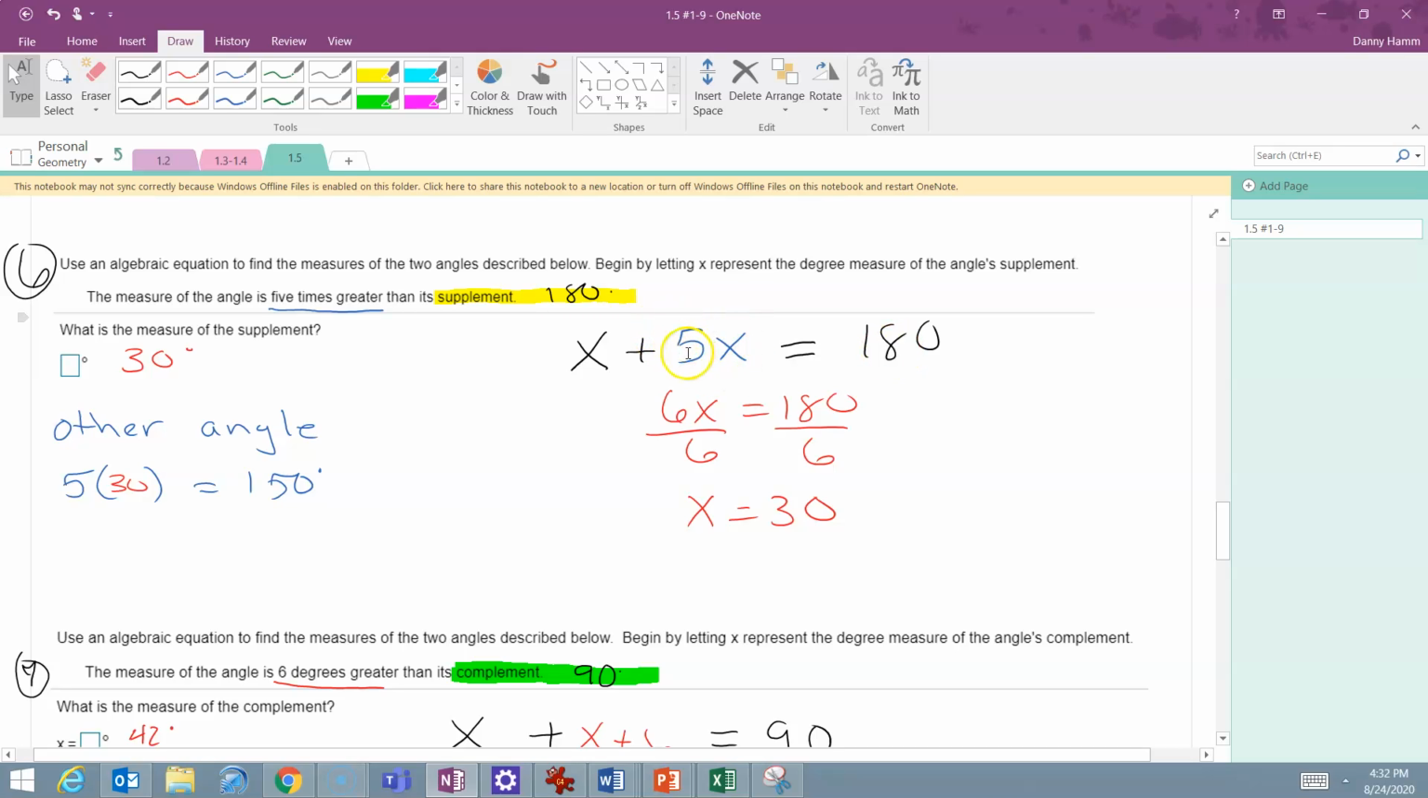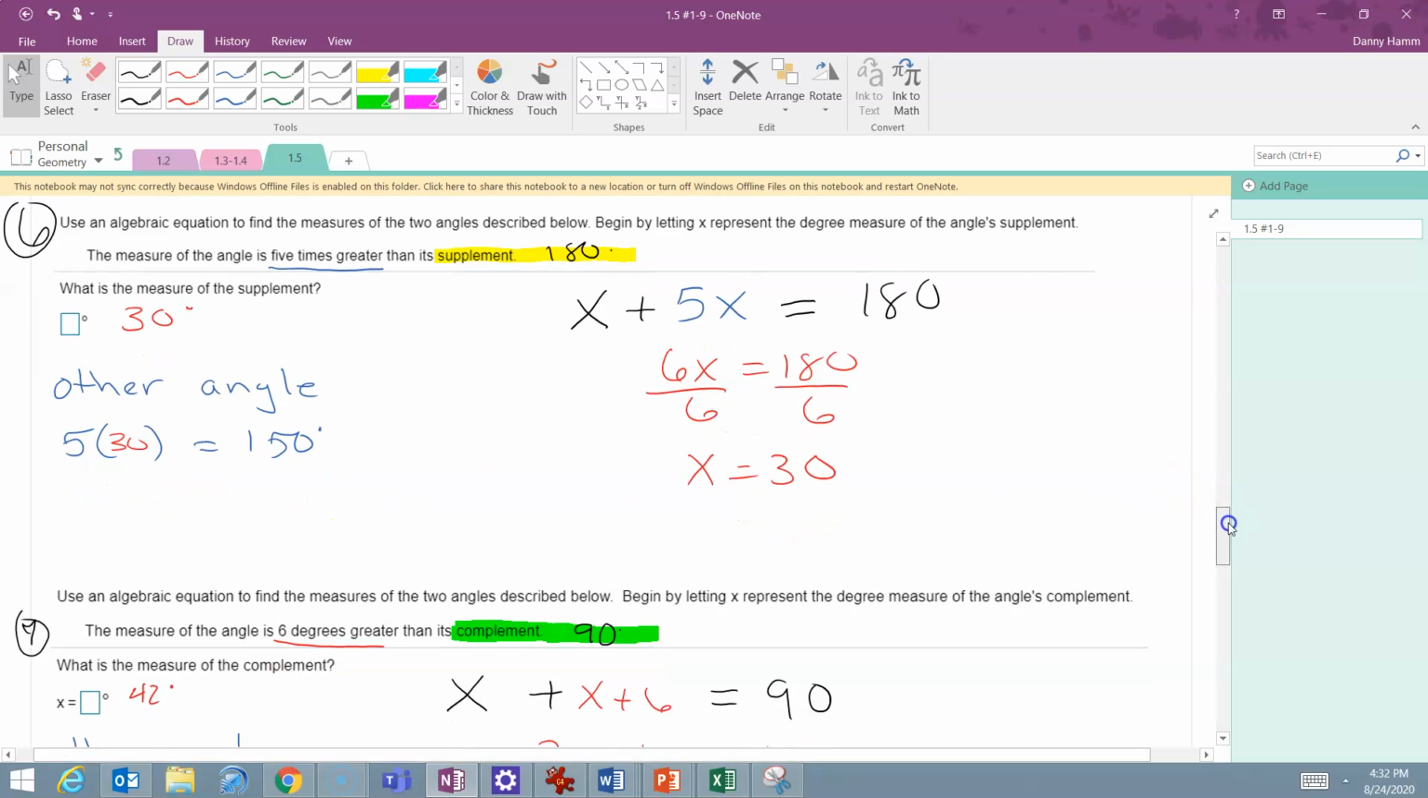What's in blue here is usually what is forgotten, or x is always forgotten. One of these is usually forgotten, and students just solve and use that. So here we add these together, so we get 6x, and we divide, we get 30. That lets us know the measure of the supplement. And in order to find the other angle, we can do one of two things. We could subtract from 180 to get 150, or we could plug it into here. So 5 times 30 will give us 150 for the other angle.